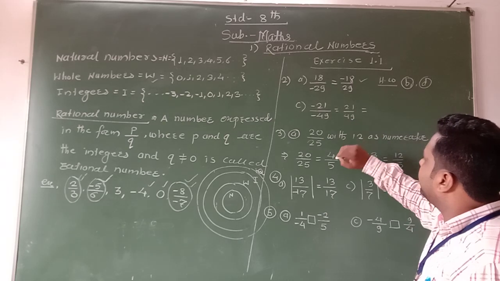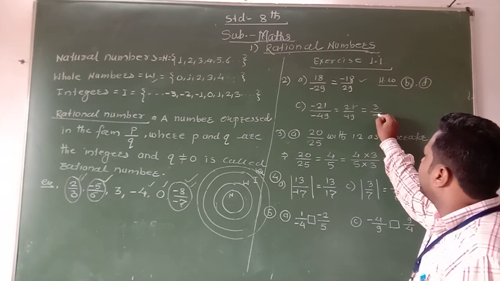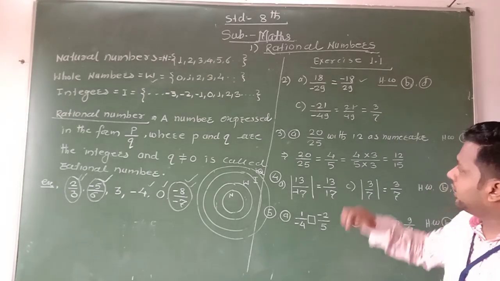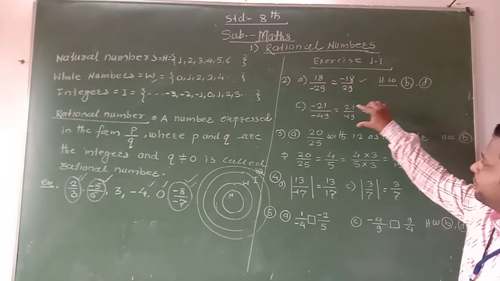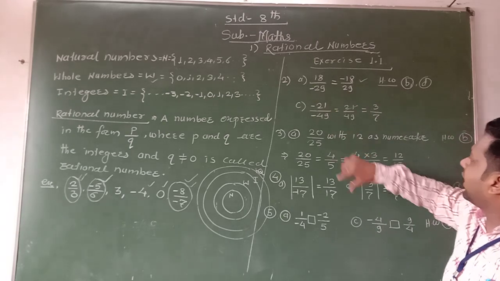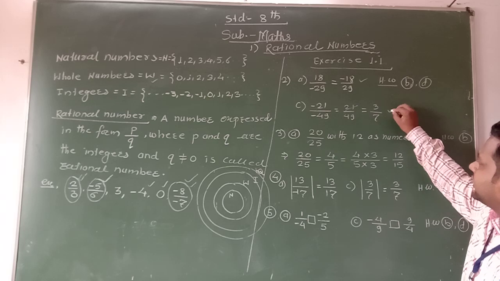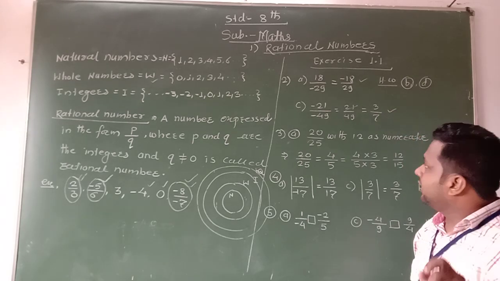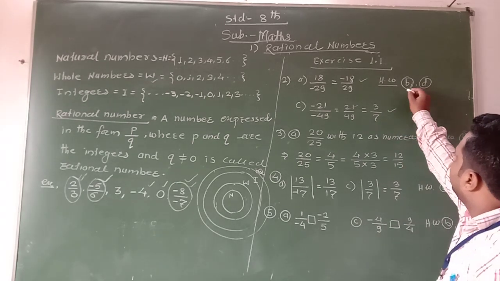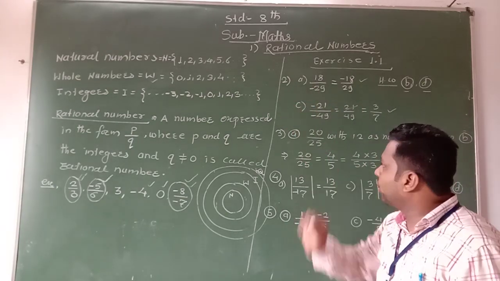These numbers are divisible by 7. 7 3s are 21 and 7 7s are 49. Then 3 upon 7 is the simplest form of this fraction or rational number. And the denominator of this rational number is positive, therefore it is in standard form. In this way, you have to complete examples B and D from question number 2. This is homework for you.